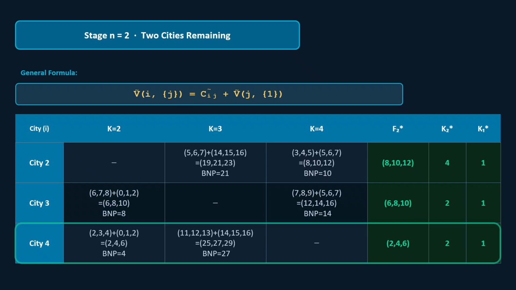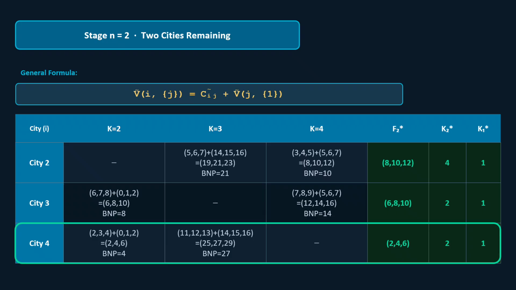Row 3, City 4. City 4 can go to either City 2 or City 3. Option K equals 2. City 4 travels to C2. The cost is 2, 3, 4. C2 to C1 was 0, 1, 2. Sum 2, 4, 6. BNP equals 4.